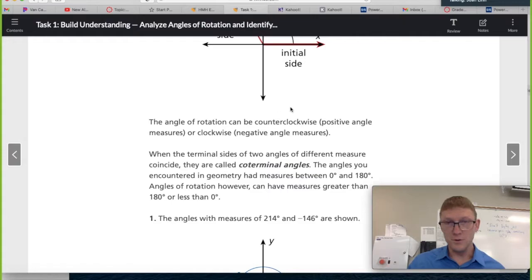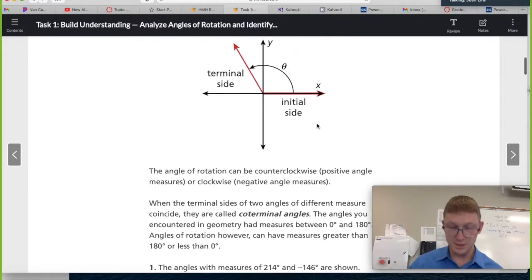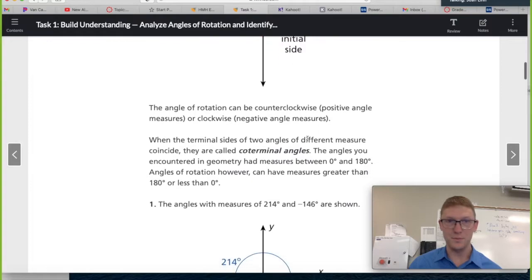So the angles, by standard, rotate counterclockwise. As you can see up here, it's going counterclockwise. That is for a positive angle.